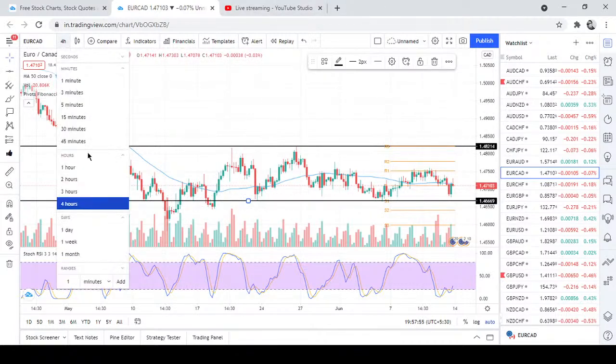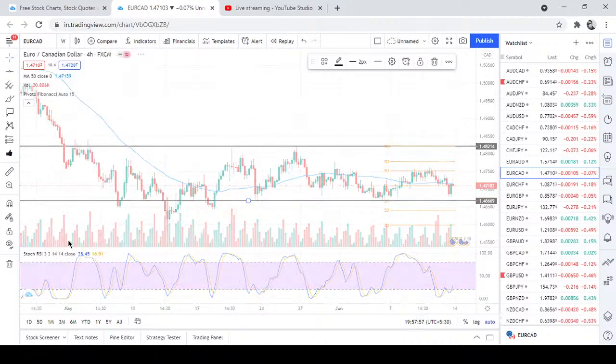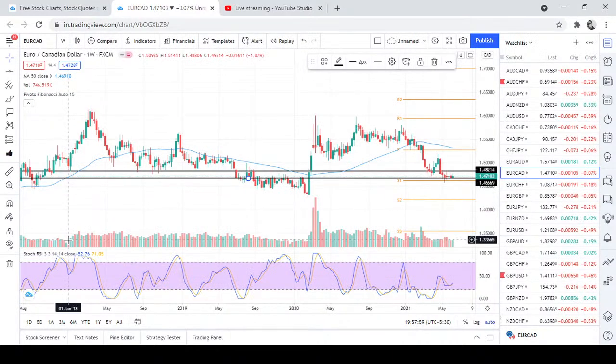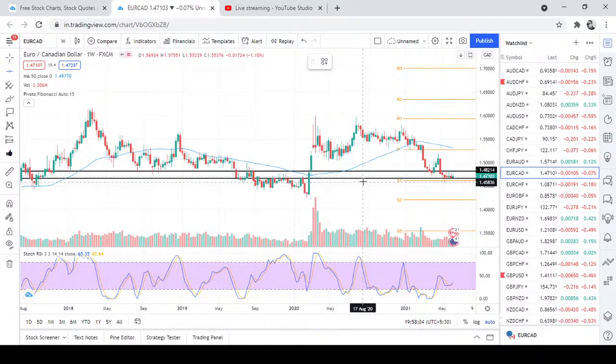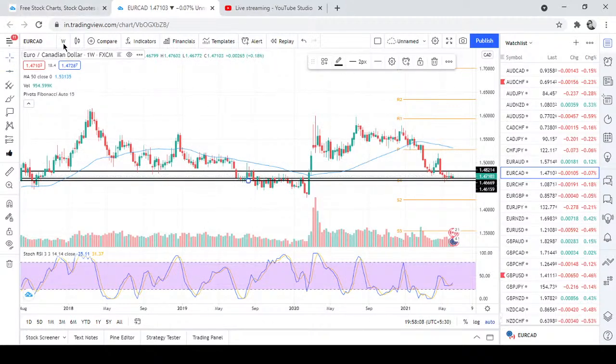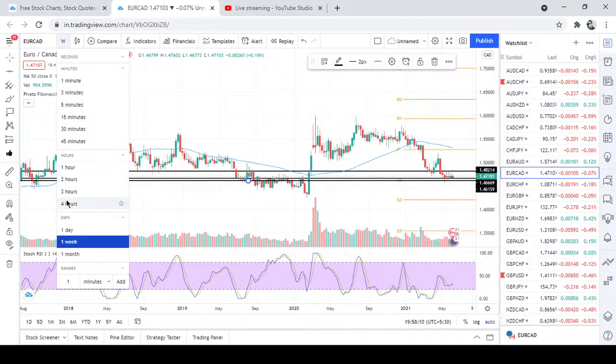Let's look at the weekly chart once and see what it is telling us. We have one more support here on the weekly chart. Let me mark the level. Apart from this, we do not have anything else here.